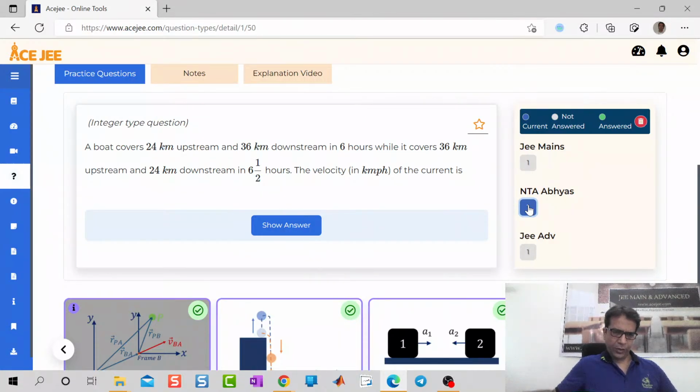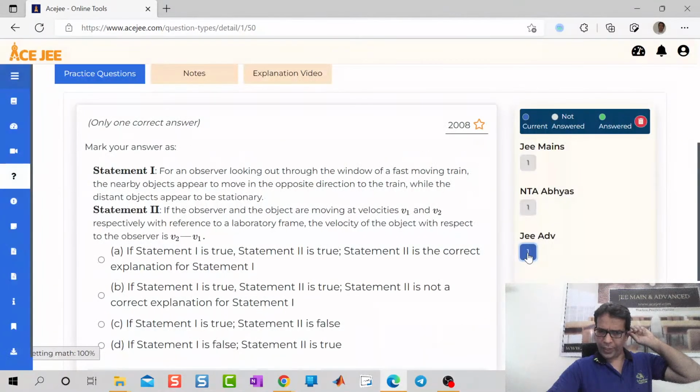There's something funny about this question. Let me just quickly double check whether this question statement is right or not. Now, why don't you go ahead and attempt the JEE Advanced one while I look at this one, okay?